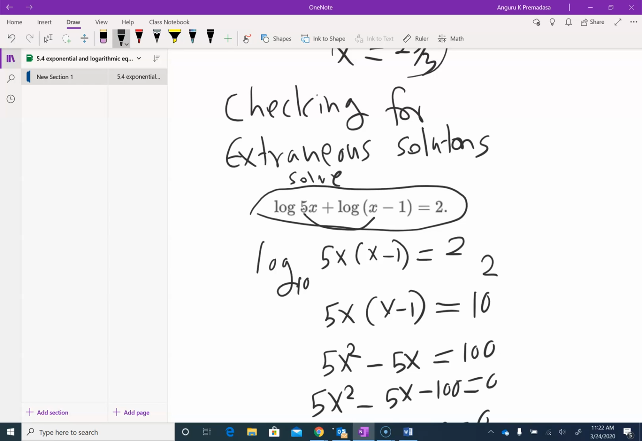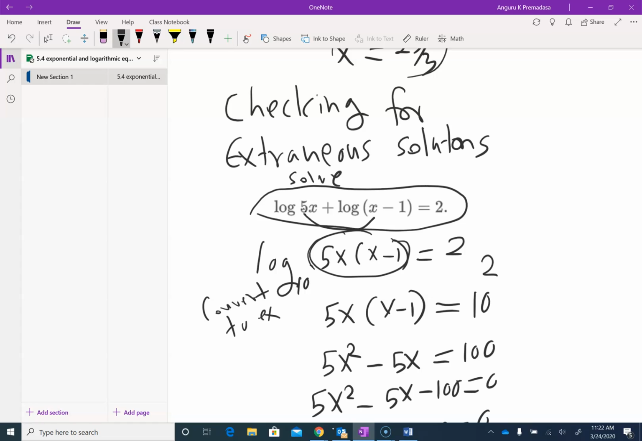So that is equal to log base 10, because the log is the same as log base 10, of 5x times x minus 1, which is equal to 2. And now I need to get rid of the log, and the only way to do that is to convert to exponential. So convert to exponential.